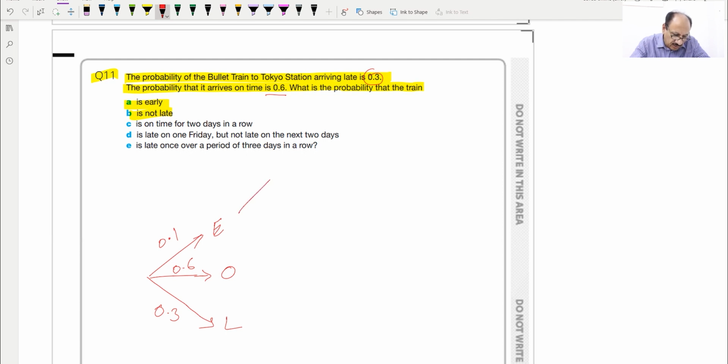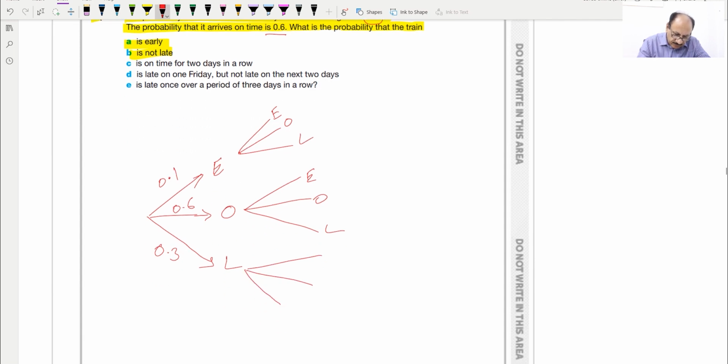We will be taking early, on time and late. And for this also we can take three options: early, on time and late. And for this also there will be three options which we can consider, and those will also be early, on time and late. So according to the requirement we can complete this tree diagram, but the probabilities of the options will be the same for all branches.